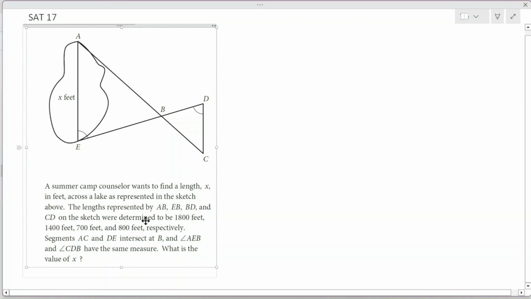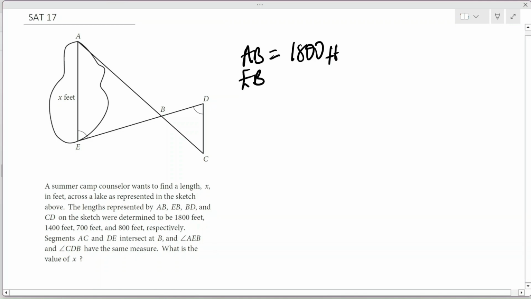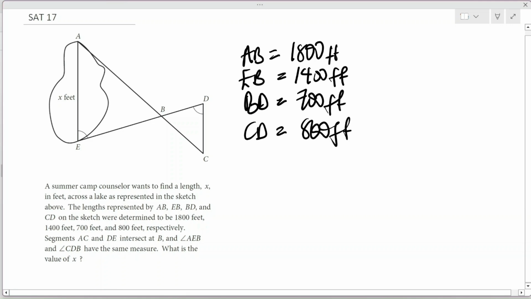The lengths represented by AB, EB, BD and CD on the sketch were determined to be 1,800 feet, 1,400 feet, 700 feet and 800 feet respectively. This means line AB is 1,800 feet. That's the first one. EB, which is the second one, is 1,400 feet. BD, which is the third, is 700 feet. And CD is 800 feet.